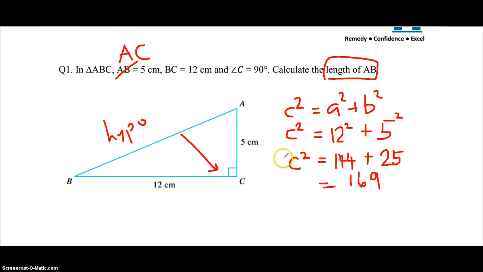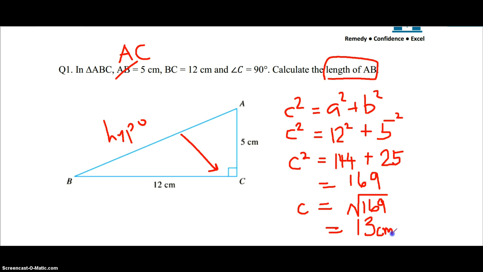Okay, so c square is 169. You have to evaluate c, because c is determined by the hypotenuse over here. So you square root 169, and therefore the answer is 13 cm.